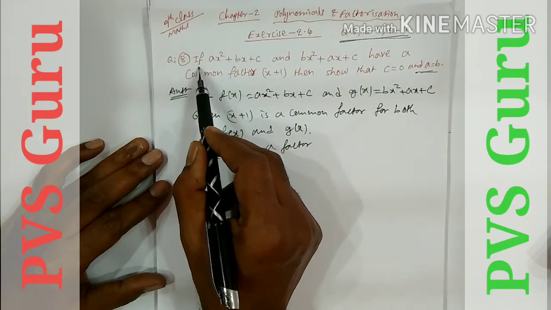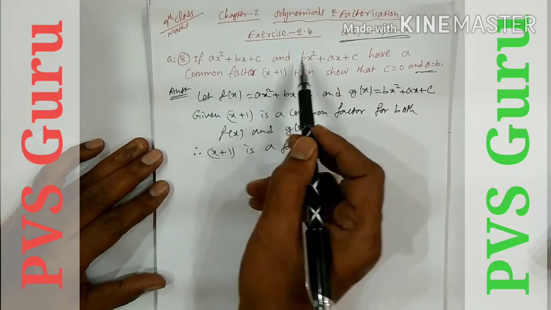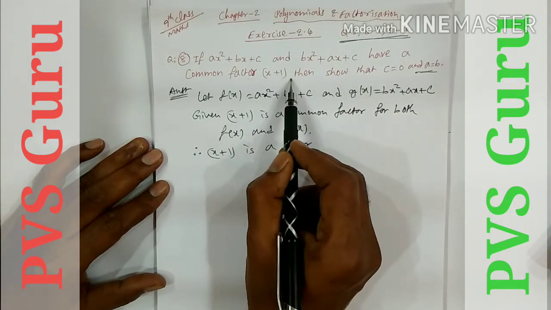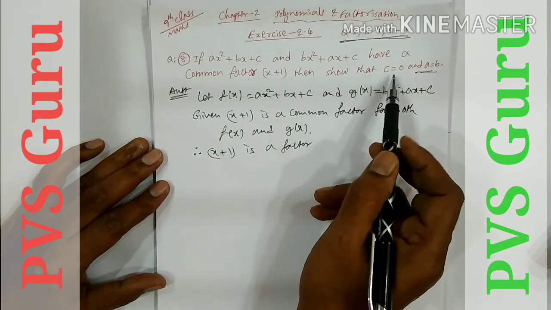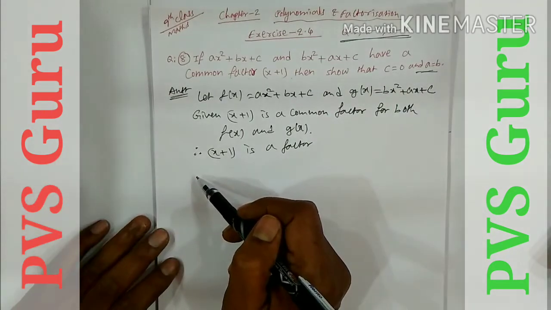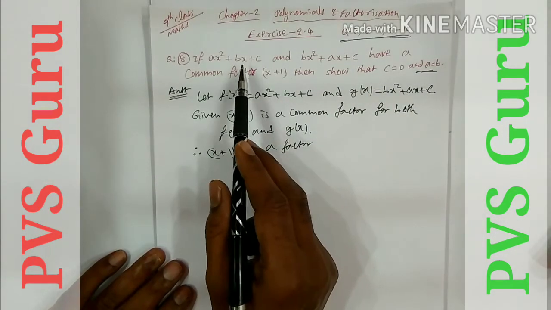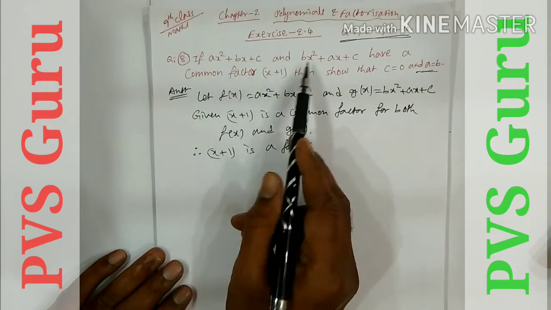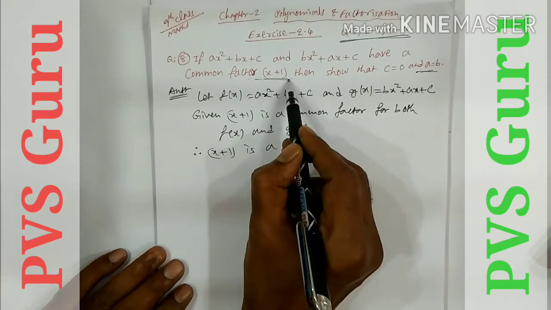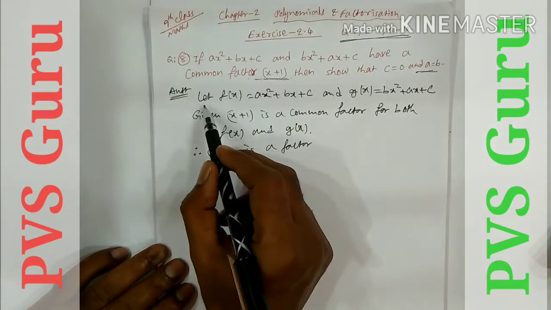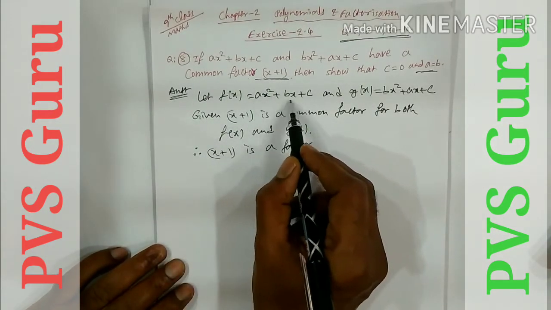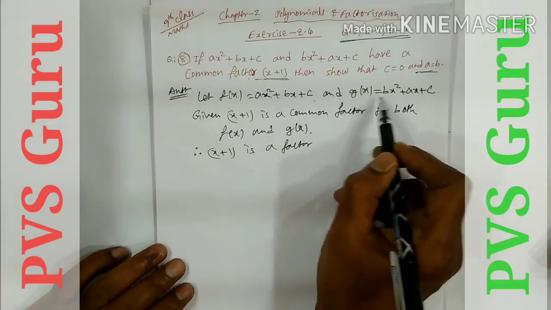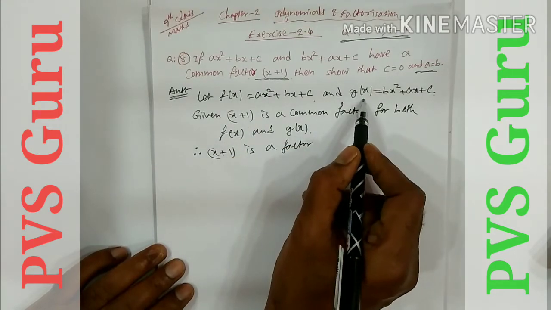In this one, given: if ax square plus bx plus c and bx square plus ax plus c have a common factor x plus 1, then show that c is equal to 0 and a is equal to b. Two polynomials are given, and they have only one common factor. So the answer is: let f of x is equal to ax square plus bx plus c and g of x is equal to bx square plus ax plus c.